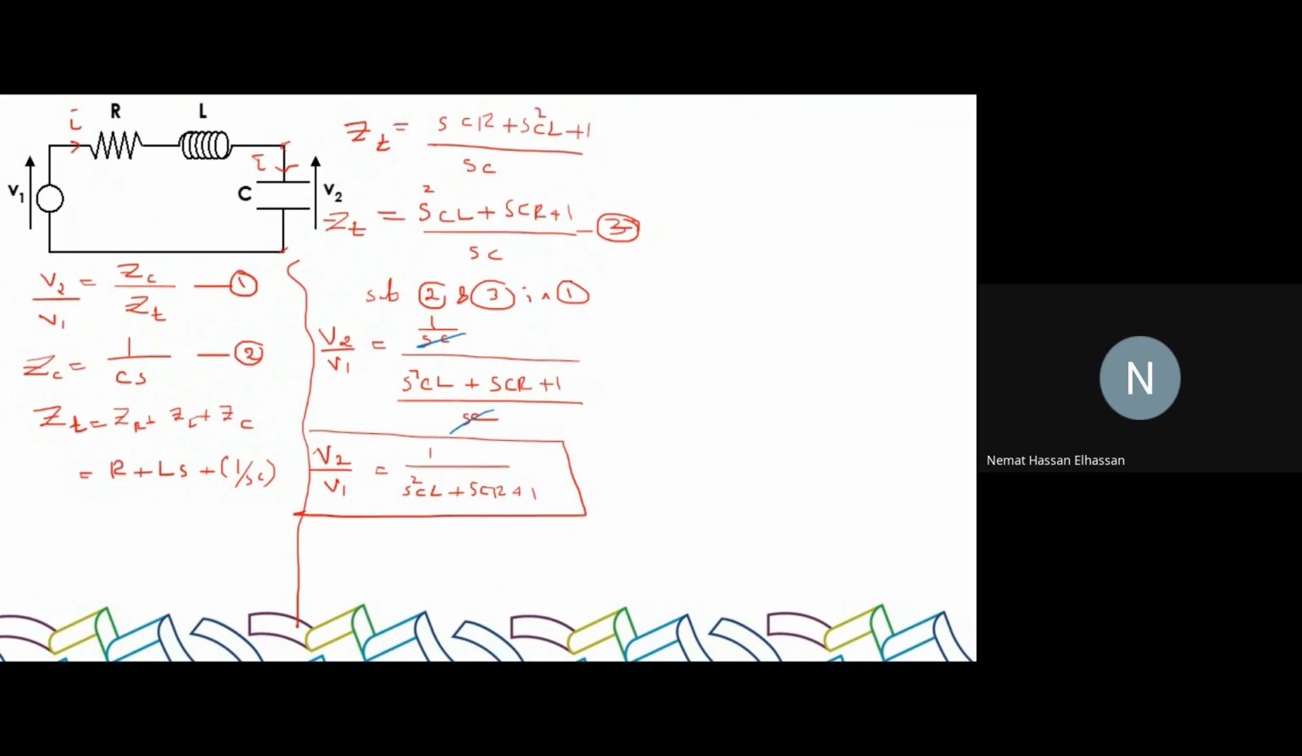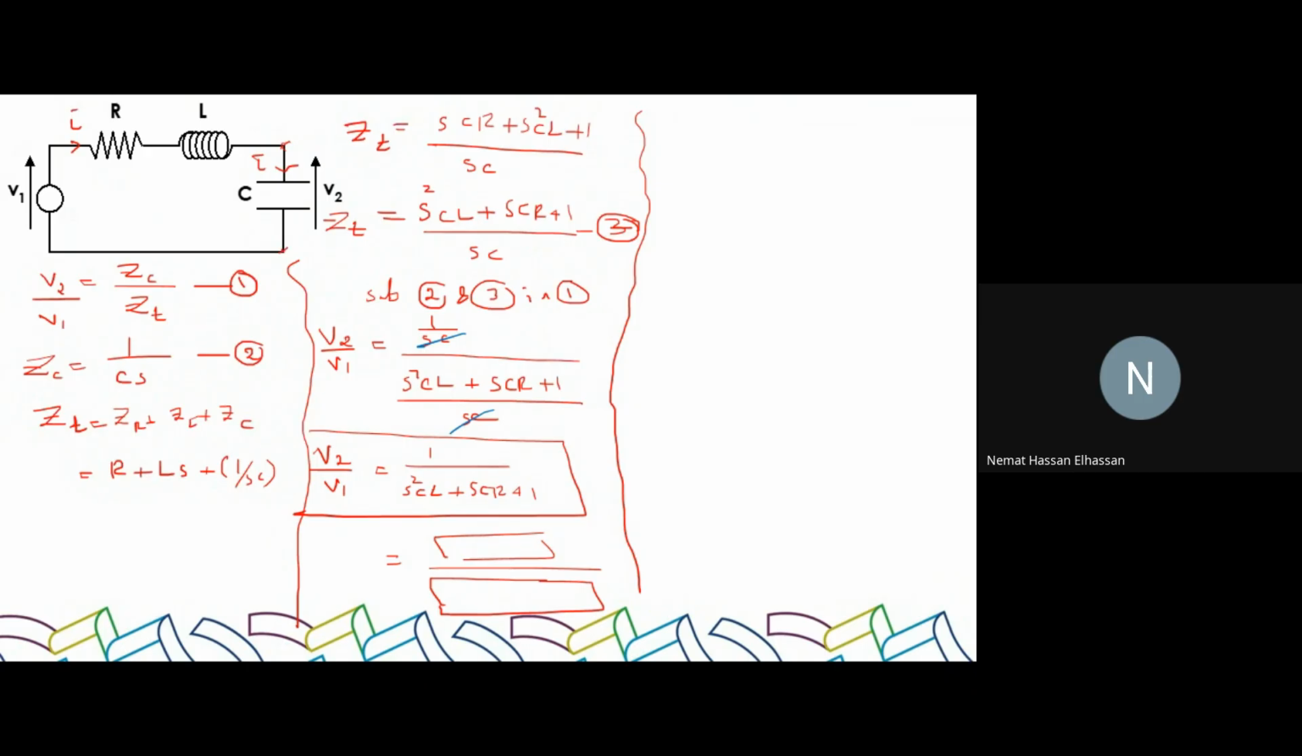Okay? So the transfer function is the output divided by the input. We've already established the transfer function. However, there's something called the standard form. So what is the standard form of a transfer function? We already established that the transfer function will always be a fraction, something divided by something, because it's an output divided by the input.